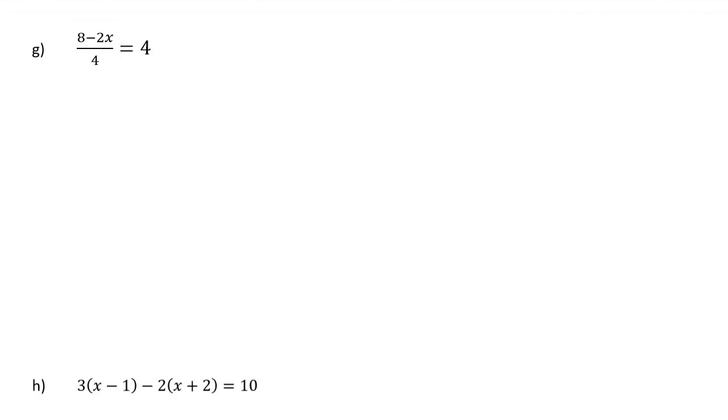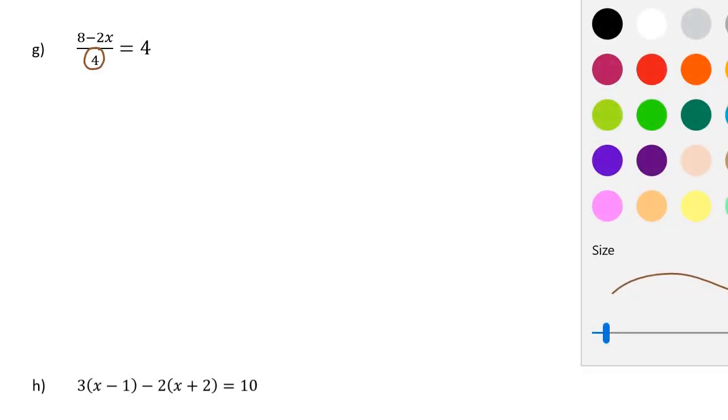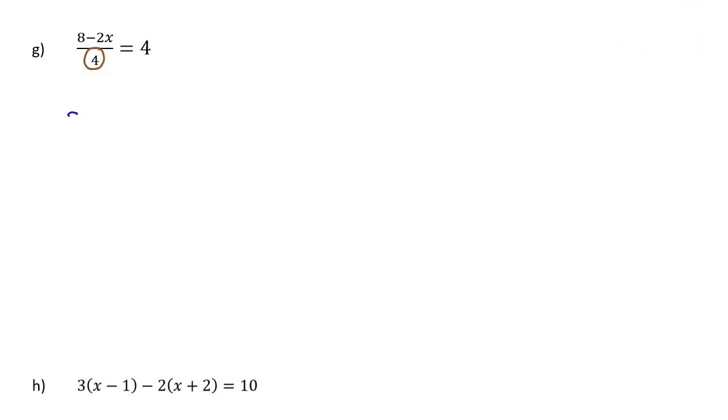Right, here's another fraction example, and guess what? It's already isolated, and so I would first get rid of my denominator and then worry about everything else. So if I write this out, I have 8 minus 2x divided by 4, and that equals 4. So I'm going to get rid of that denominator by multiplying by 4 on both sides, because then it'll disappear. So I'll end up having 8 take away 2x equals 16.